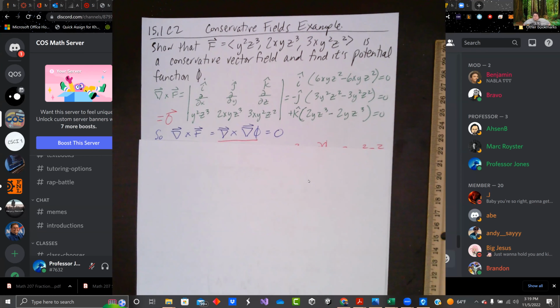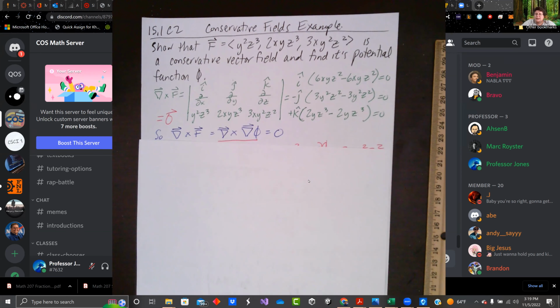We're going to do some examples with the conservative vector field. We want to show that the vector function with y squared z cubed in the i component, 2xyz cubed in the j component, and 3xy squared z squared in the k component is a conservative vector field, and we're going to find the potential function phi related to it. So I've got the curl of F on the screen.